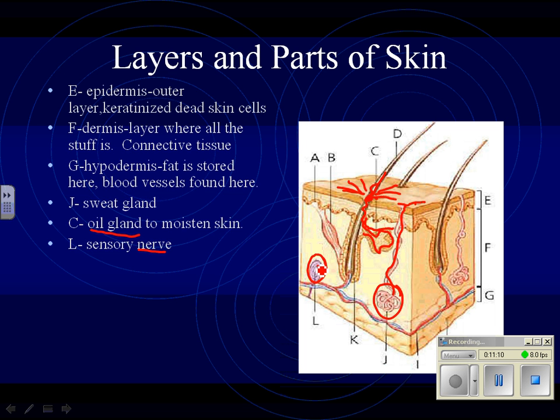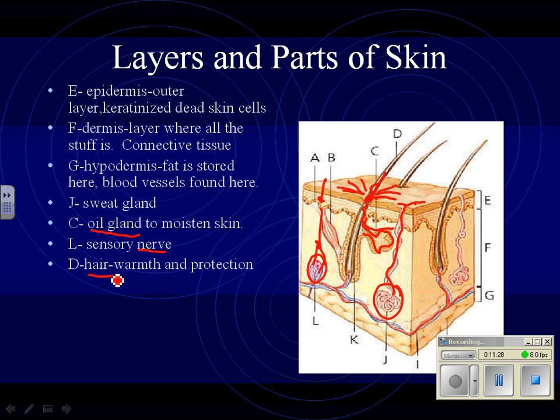The most, quote, sensitive ones stick up into the dermis. They stick up into the dermis for light touch. So you can feel that little bitty light touch there. Pressure down here creates pressure down there, which stimulates that nerve.